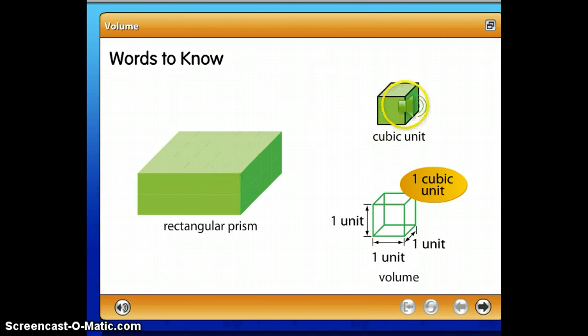Rectangular prism. Cubic unit. Now, cubic unit is different than what we've talked about in the past. With area and surface area, what kind of unit did we talk about? Devin? Unit square or square units. So we would square them, which would mean you put that 2, which indicated a square unit. We now have cubic units. When you hear cube, you're going to think of 3.